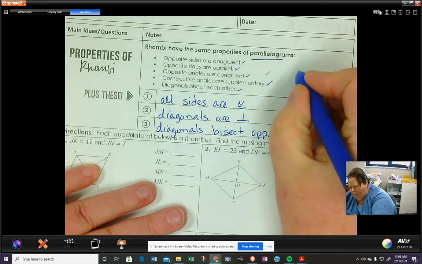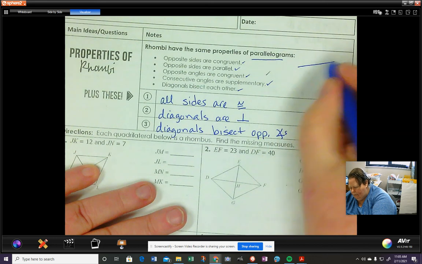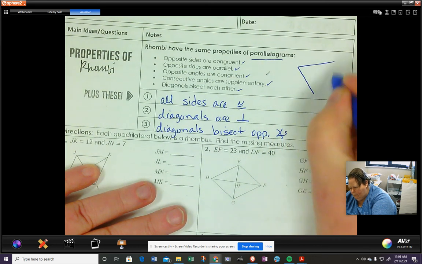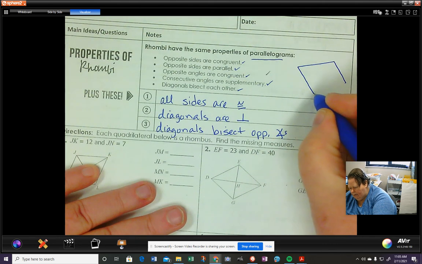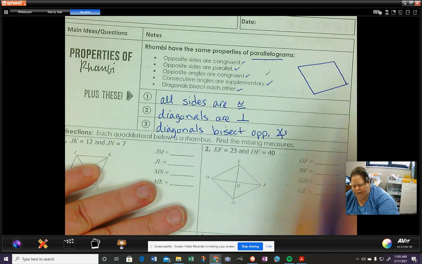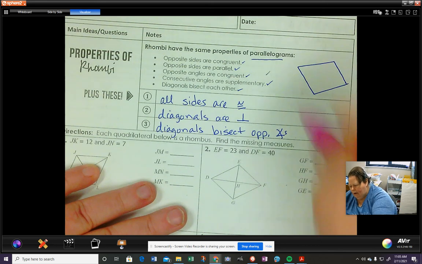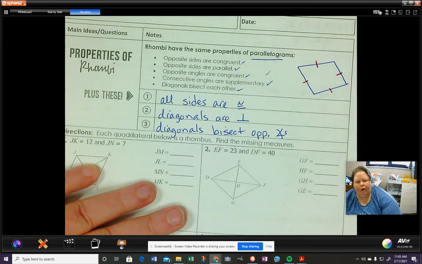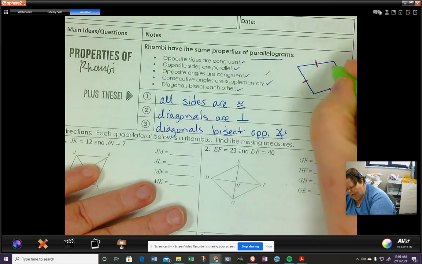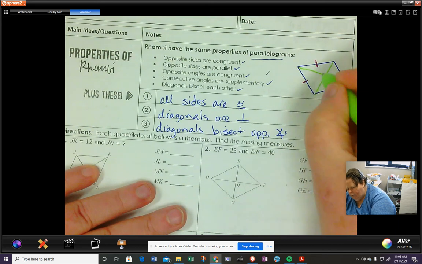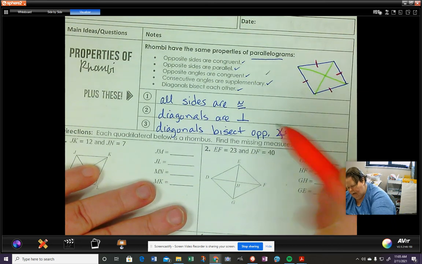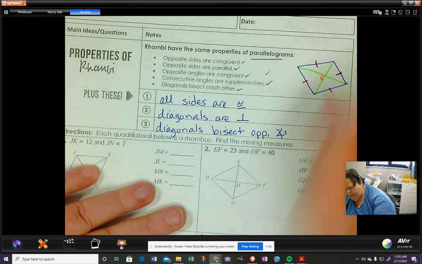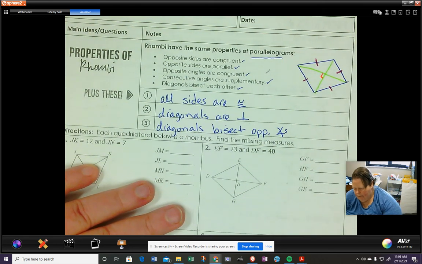Okay, so if we have a rhombus, it looks like a parallelogram. But one thing that we need to be sure to note is that this side, this side, this side, and this side are all the same. And that also means the diagonals, my picture is not perfect, but the diagonals form right angles. They are perpendicular to each other. They're perpendicular.